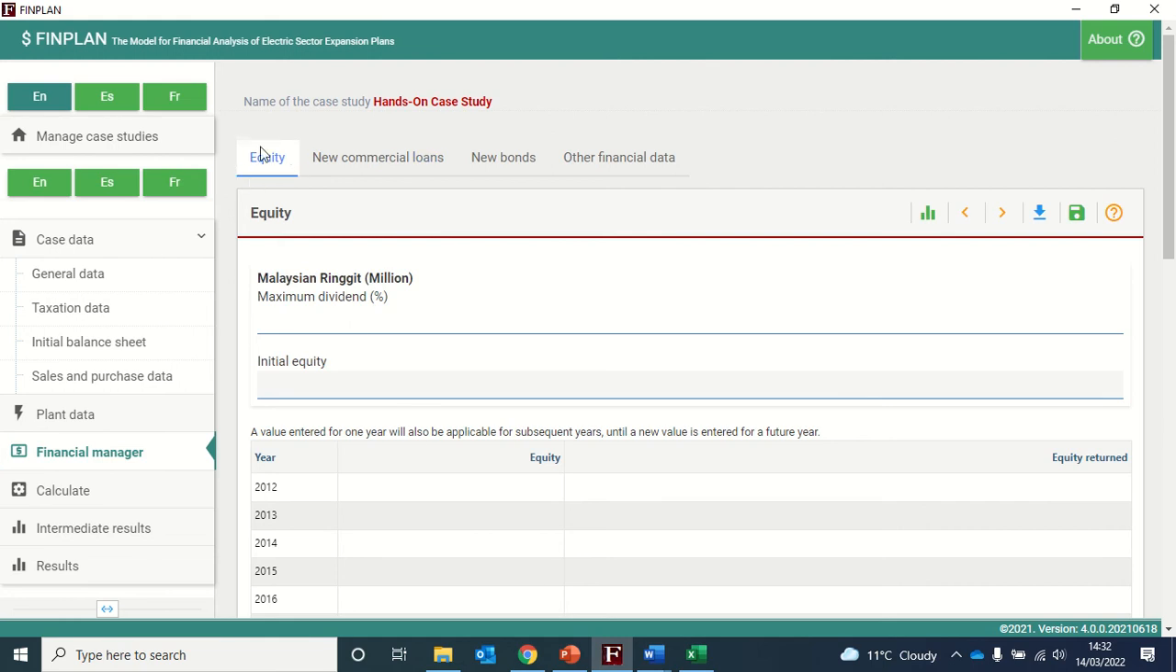The first page to show up is the equity page, and your screen should look like this one here. On this page, we can enter a maximum dividend. The dividend rate is the dividend paid as a percentage of the outstanding equity. For this example, we will assume that the maximum dividend that FINPLAN can pay is 50%.